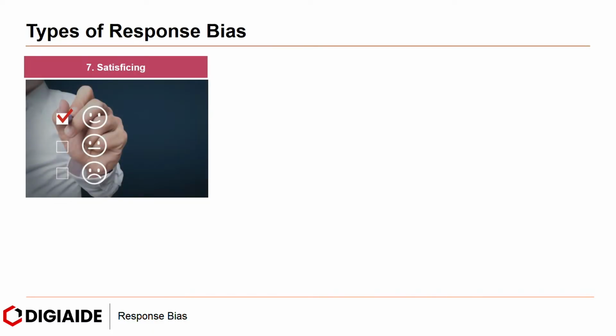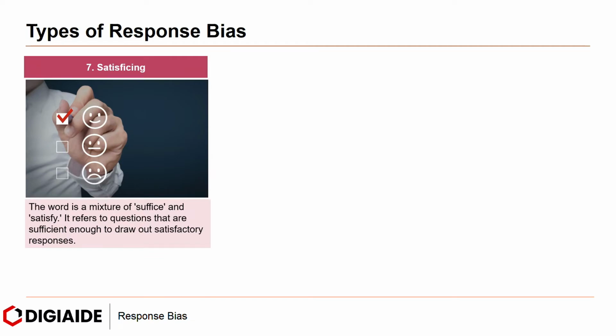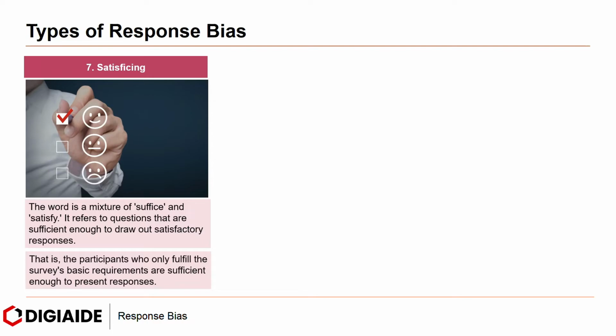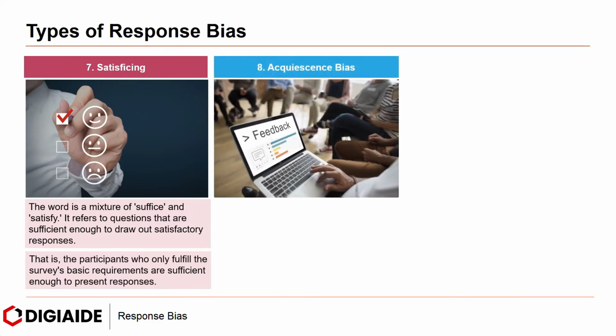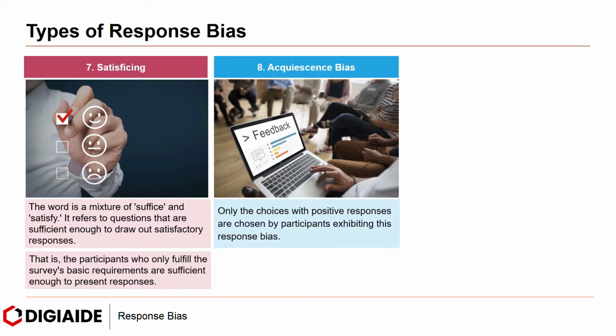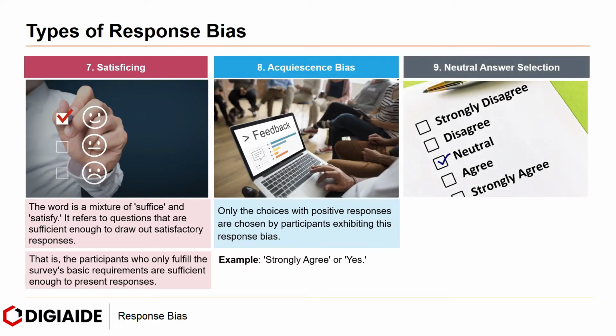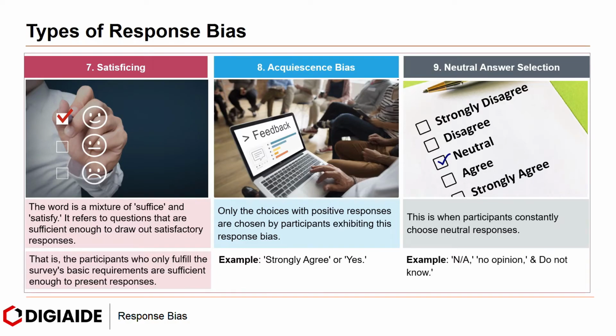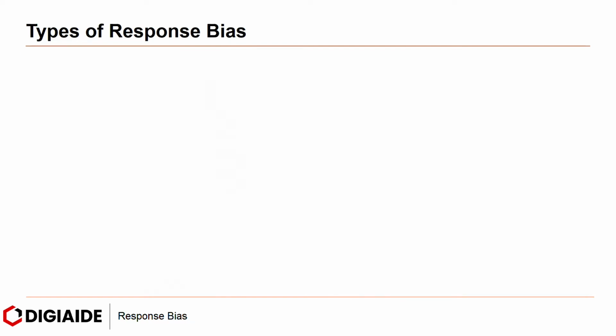Next, satisficing. The word is a mixture of suffice and satisfy. It refers to questions that are sufficient enough to draw out satisfactory responses. That is, the participants who only fulfill the survey's basic requirements are sufficient enough to present responses. Next, acquiescence bias. Only the choices with positive responses are chosen by participants exhibiting this response bias. Example could be a strongly agree or yes in the survey. Next, neutral answer selection. This is when participants constantly choose neutral responses, as in the middle line. So example is not available, no opinion, or do not know.